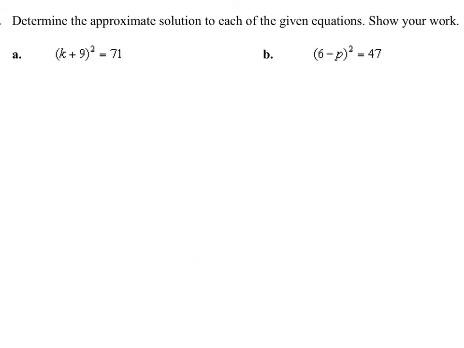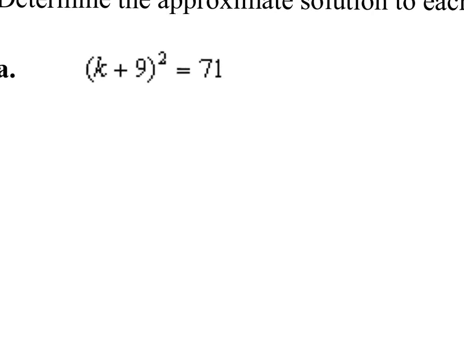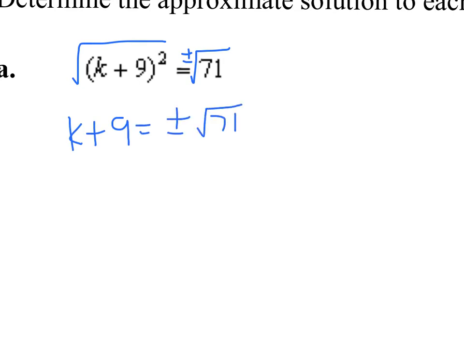Determine the approximate solution to each of the given equations and show your work. So here we have a quantity being squared equals 71. So the very first thing we need to do is ask ourselves, what is preventing us from having k by itself? It has a positive 9 and that's squared. So let's go ahead and get rid of that square. So if I square root both sides, remember whenever we square root, we've got to put a plus or minus in the very front. So on the left, I get k plus 9 equals positive and negative radical 71.